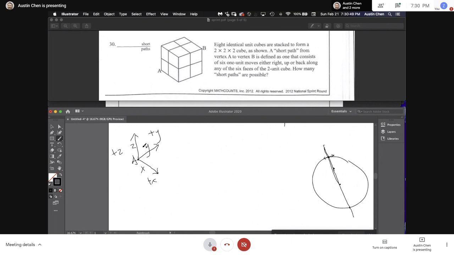And it should be pretty obvious that we can only go in the positive directions of these, because we only have 6 moves, so we have to go straight there. We can't go backwards on any of these. We don't have enough moves for that. So we can only go positive in any of these directions, and just call them x, y, and z. Okay.